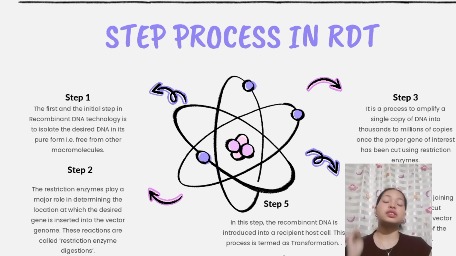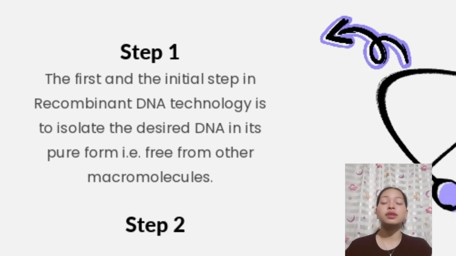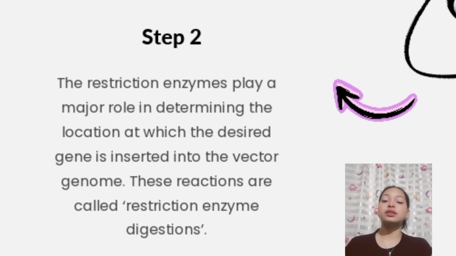The complete process of recombinant DNA technology includes multiple steps maintained in a specific sequence to generate the desired product. First is step 1, isolation of genetic material. The initial step in recombinant DNA technology is to isolate the desired DNA in its pure form, i.e., free from other macromolecules. Step 2, cutting the genes at the recognition sites.